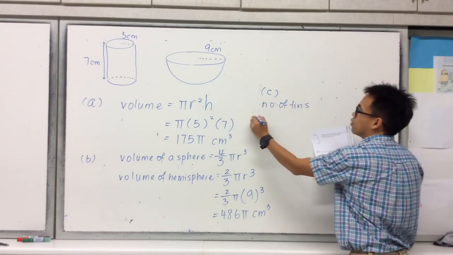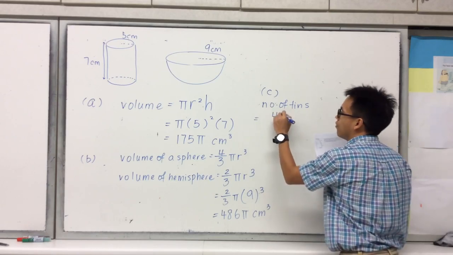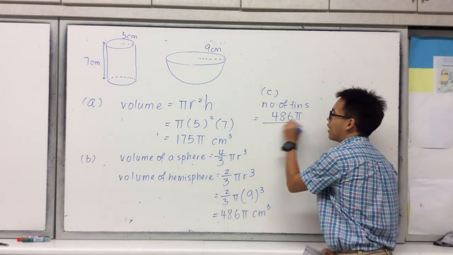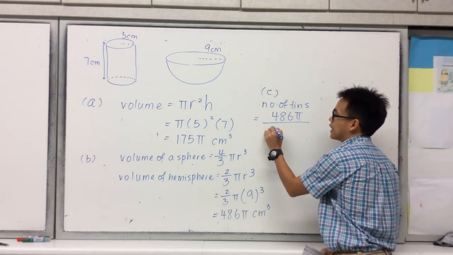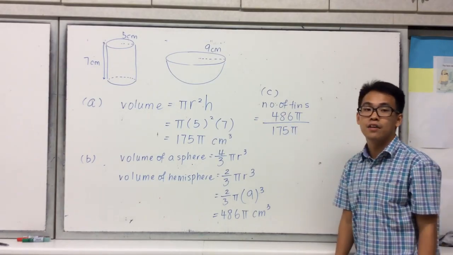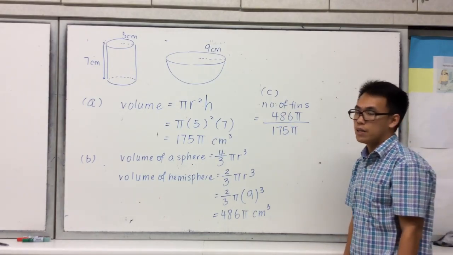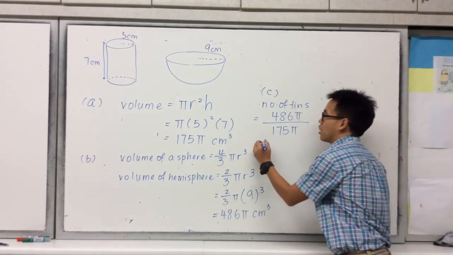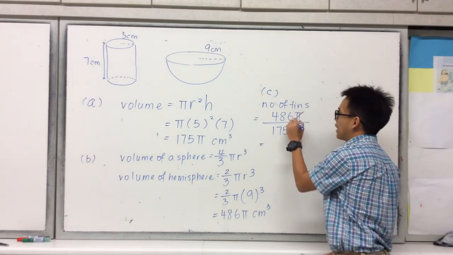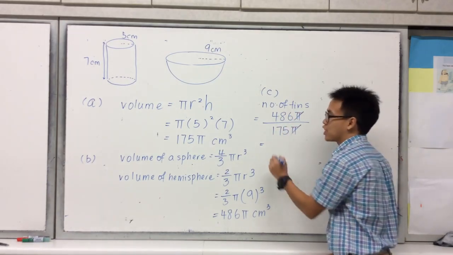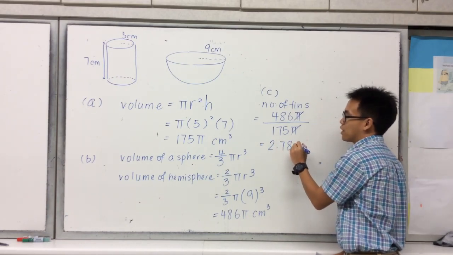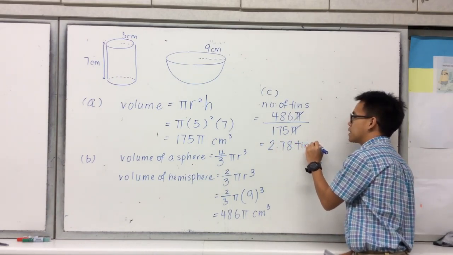all you need to do is to take the volume of your hemispherical bowl and divide it by the volume of the tin. This way you will get the number of tins that you require. Unfortunately, this is actually not a very nice whole number, so we will press our calculator to help us. The pi cancels out, but this as a fraction is actually 2.78 in terms of 3 s.f. So we know that we need 2.78 tins.